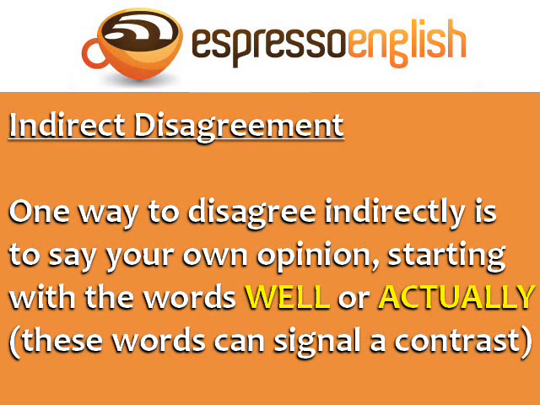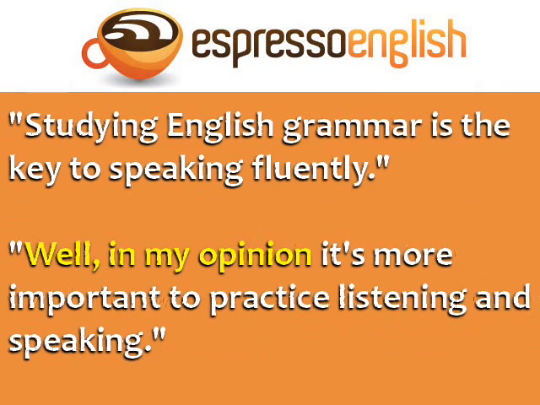Indirect disagreement. One way to disagree indirectly is to say your own opinion starting with the words "well" or "actually." These words can signal a contrast. For example, if a student says, "Studying English grammar is the key to speaking fluently," you can disagree by saying, "Well, in my opinion, it's more important to practice listening and speaking."